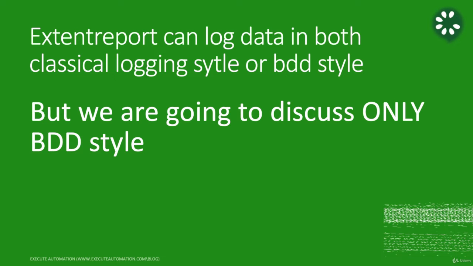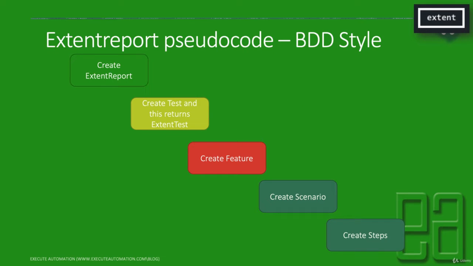As I said, Extent Report can log data in both the classical logging style or the BDD style. But we are only going to be discussing the BDD style version of it. So the Extent pseudocode of the BDD style is going to look something like this. We are going to create an ExtentReports class, and within it we are going to create a test, which is going to be returned as an ExtentTest variable.